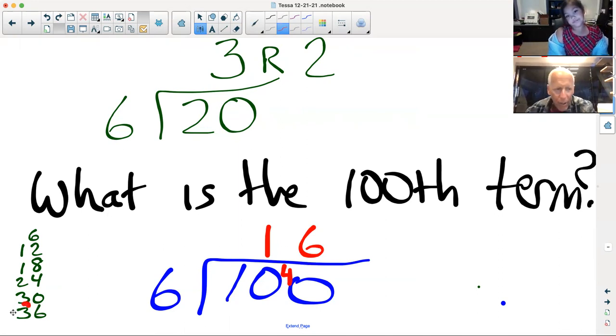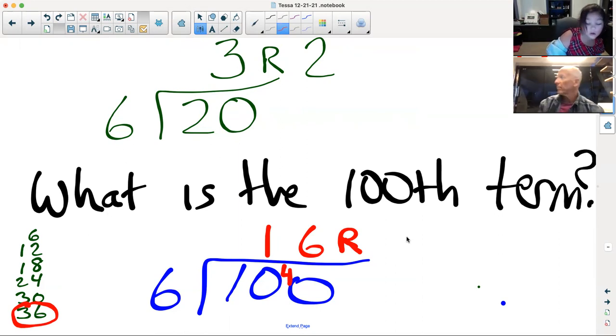So therefore, when you take 36, Tessa, away from 40, what is your remainder? The remainder is 40 minus 36. Because that tells you your remainder.